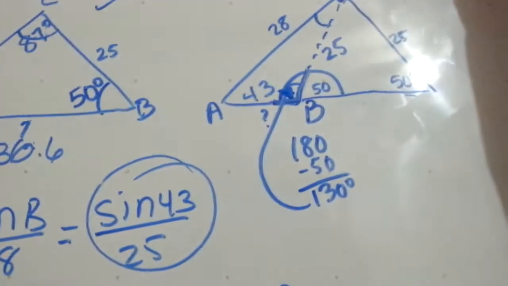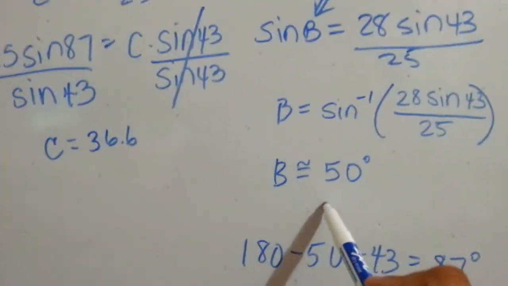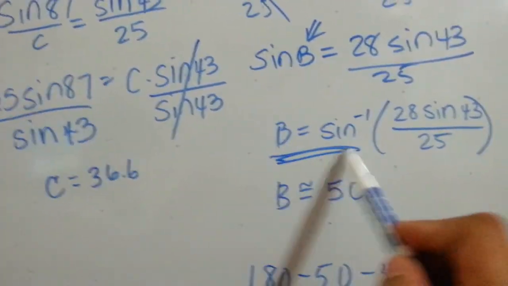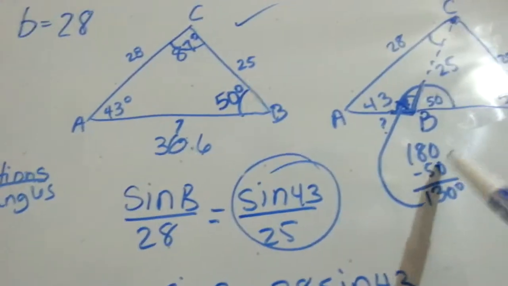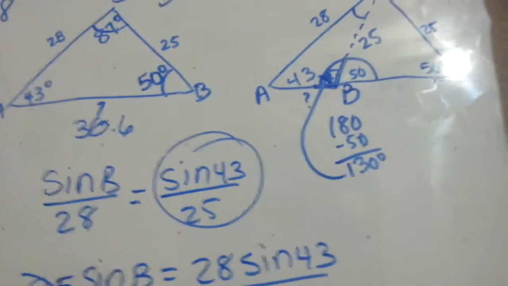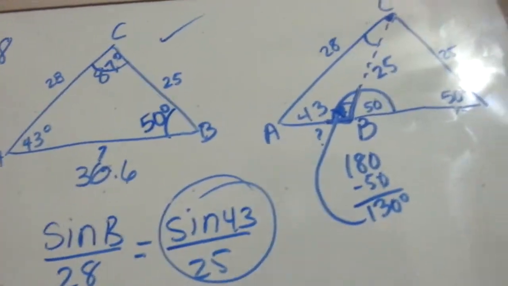A quick way to remember this, how do we get this 50? Let's look at the calculations right here. The angle that you end up doing the inverse sine of is the one that you're going to subtract from 180. Try to remember that. If you watch this video, you now know the trick.